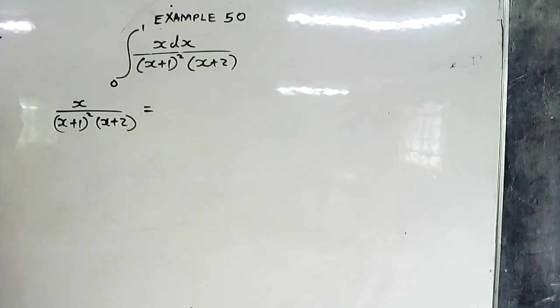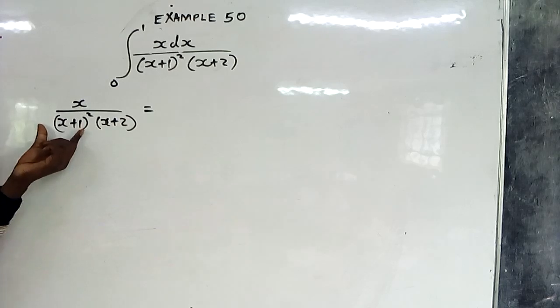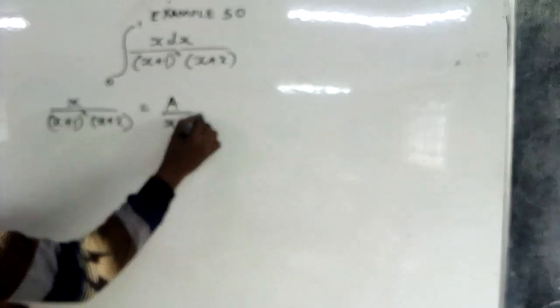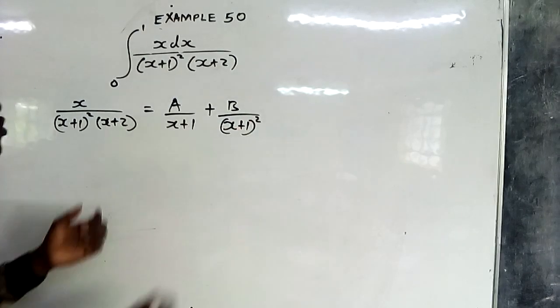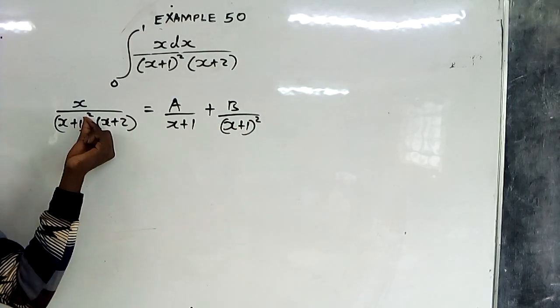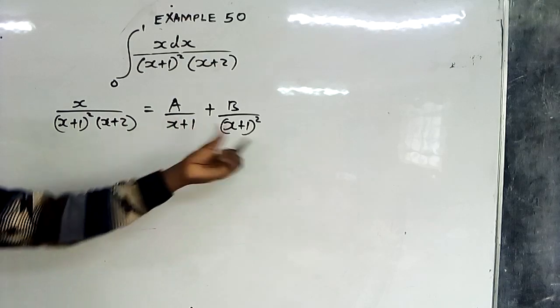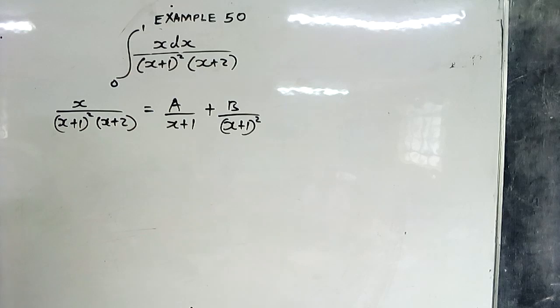If you resolve this, the first one is a linear factor which is repeated, isn't it? So how do you resolve a repeated linear factor? The first one will be A over (x plus 1), then followed by B over (x plus 1) squared. You do it until you exhaust the highest power. It is a linear factor, so it's a constant over that linear factor, then plus a constant over that linear factor, until you exhaust the highest power, which is 2.